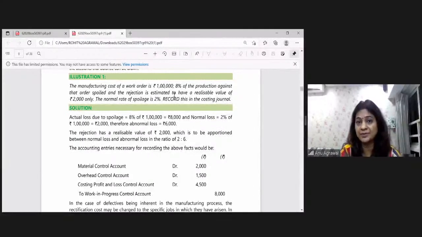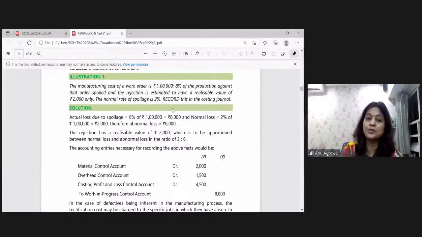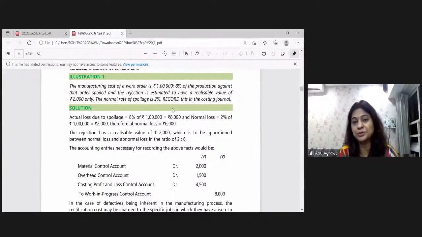Manufacturing cost is 8%. So the total cost is 8,000 rupees of that spoilage. But from that 8,000, how much should go into costing P&L account? How much should go into costing P&L account? You tell me. Should I directly put 6,000 there?